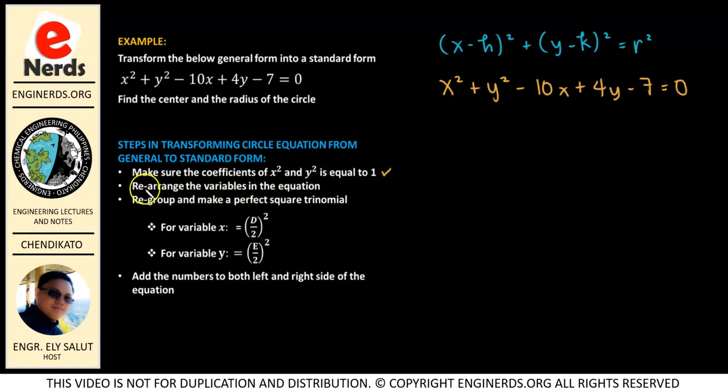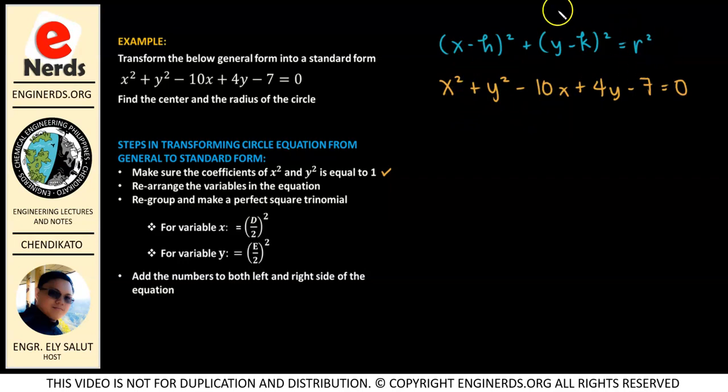It's okay, no? Now, we have to rearrange the variables in the equation. So, ano ibig sabihin niya? Pagsasama-samahin natin yung may mga parehong variable. Like, we have x here, so pagsamahin natin yung may x, then pagsamahin natin yung may y.